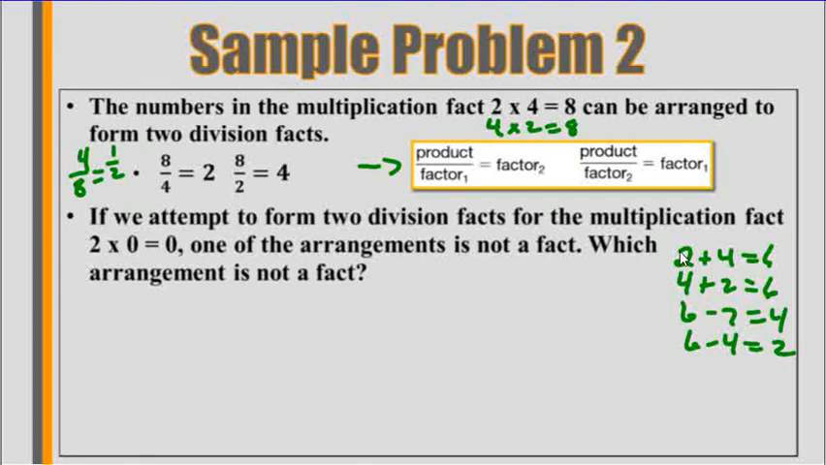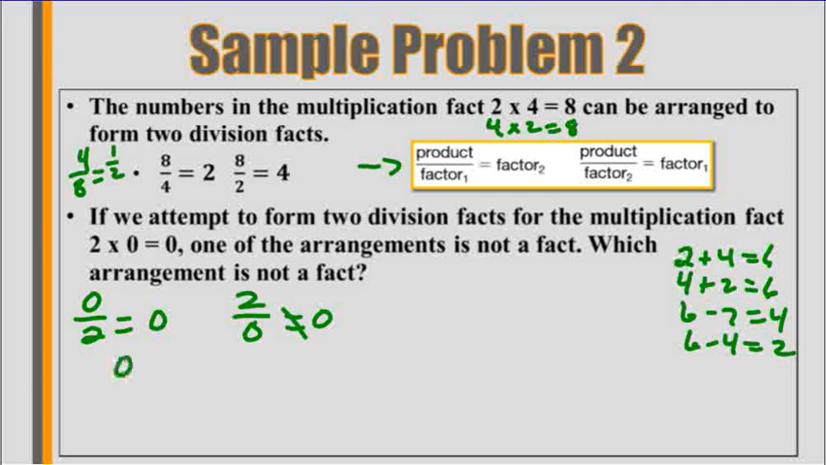So if we attempt to form two division facts for the multiplication fact 2 times 0 equals 0, one of the arrangements is not a fact. Which arrangement is not a fact? So if we do 0 divided by 2 gives us 0. If we do 2 divided by 0, that should give us 0. That does not work.